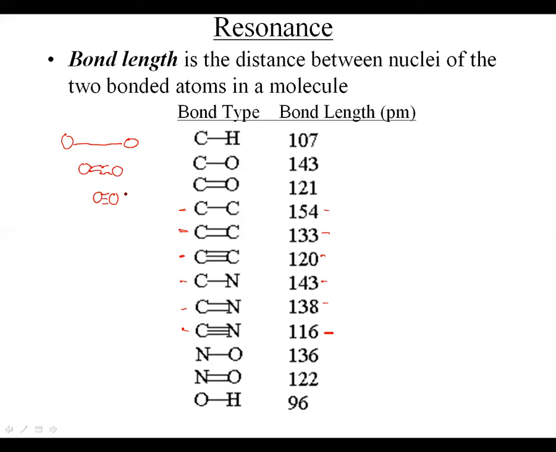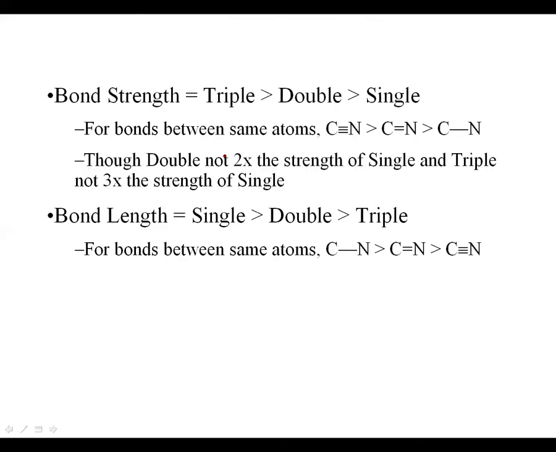And that does relate to strength and length. If we look at that relationship, here we see that a triple bond is stronger than a double bond, and a double bond is stronger than a single bond. A triple bond is not three times as strong per se, but that's the general trend, and it does relate to bond length.